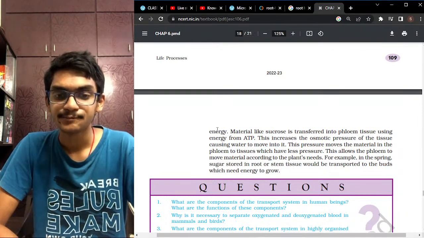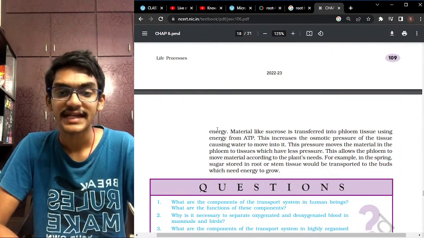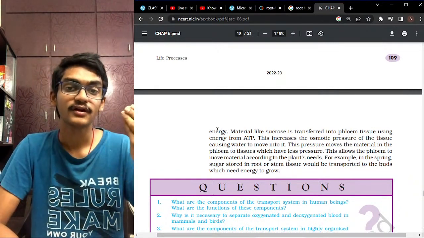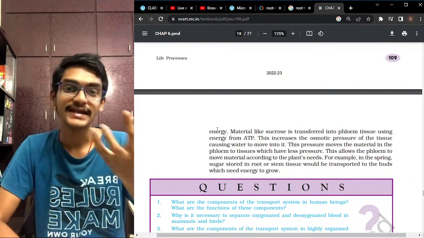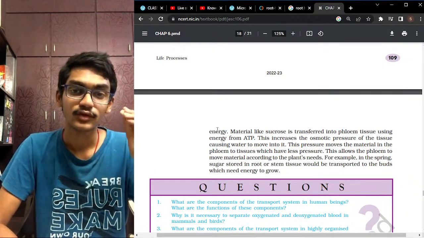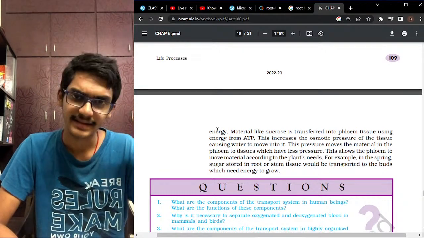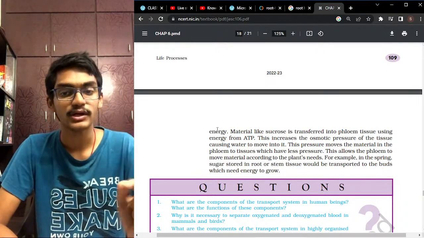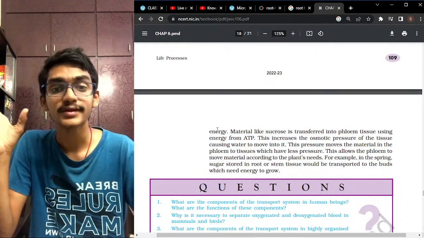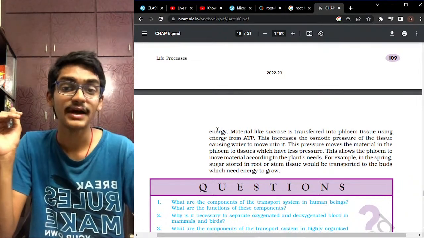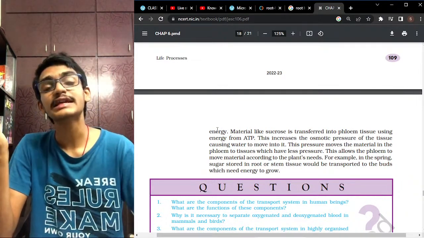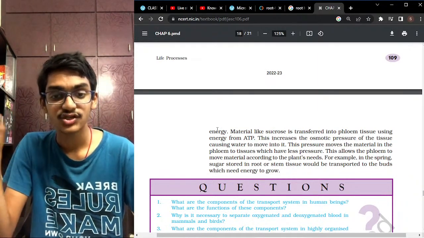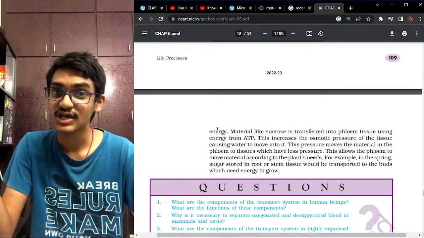Materials like sucrose are transferred into phloem tissue using energy called ATP. With the help of the energy, the food particles are transferred to the phloem tissues, that is companion cells and sieve tubes. This will increase the osmotic pressure of the tissue, causing water to also move through these companion cells and the sieve tubes, because of which it creates a high pressure situation. Therefore, with that high pressure, it moves the material to all the places which have very low pressure as well.